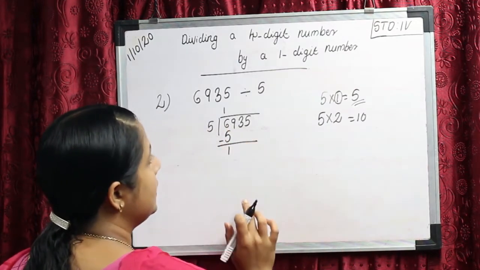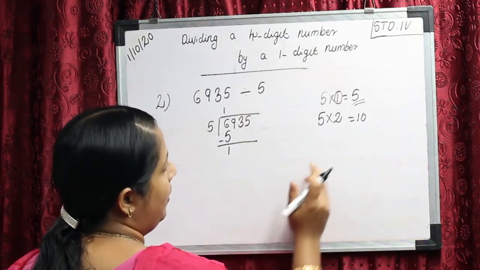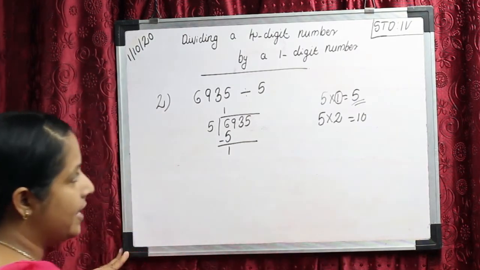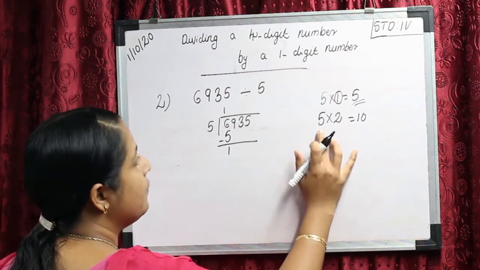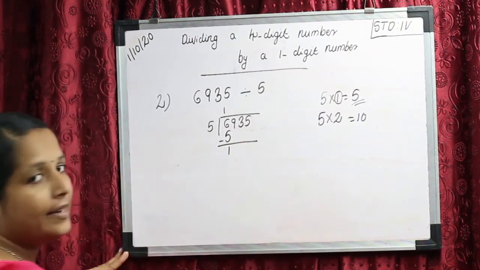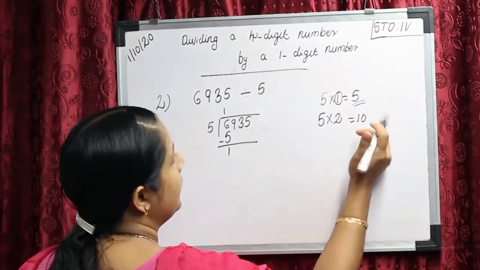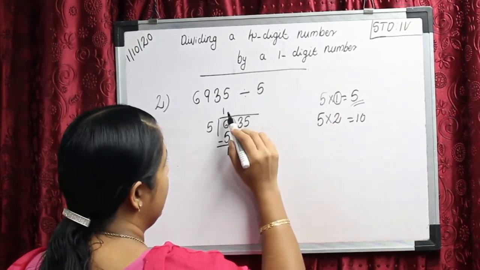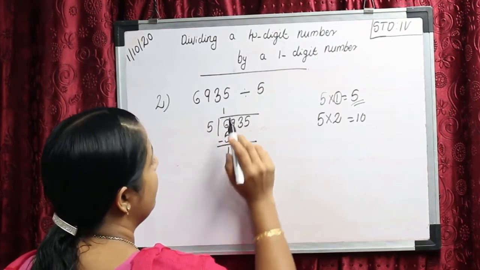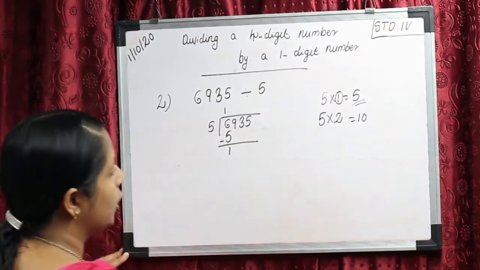Here we write the number less than 6. Why? Suppose we write 5 2's are 10, then 6 minus 10 is not possible. That's why we select less than 6. Then 5 1's are 5. We write 1 here, then 1 5's are 5. 6 minus 5 equals 1.